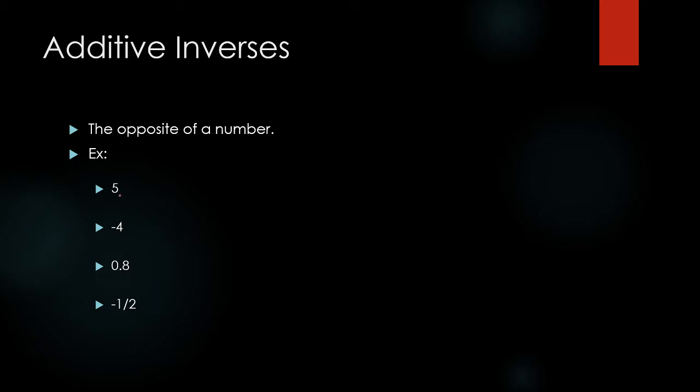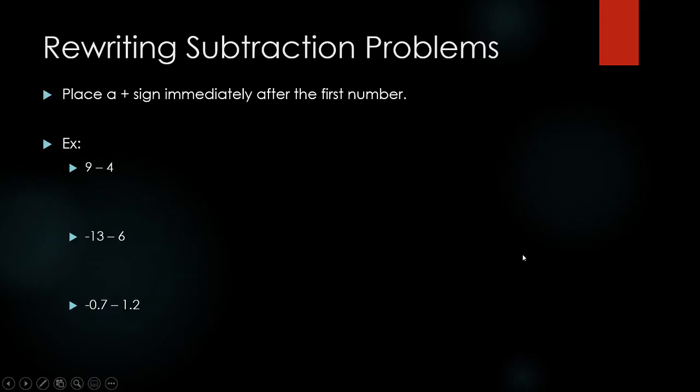So for example, the opposite of 5 is negative 5, and if I were to add these two together I get 0. The opposite of negative 4 is positive 4. If I were to add them together, I get 0. The opposite of positive 0.8 is negative 0.8. The opposite of negative 1/2 is positive 1/2. And again, if I were to add all of those together, I would get 0 every time.